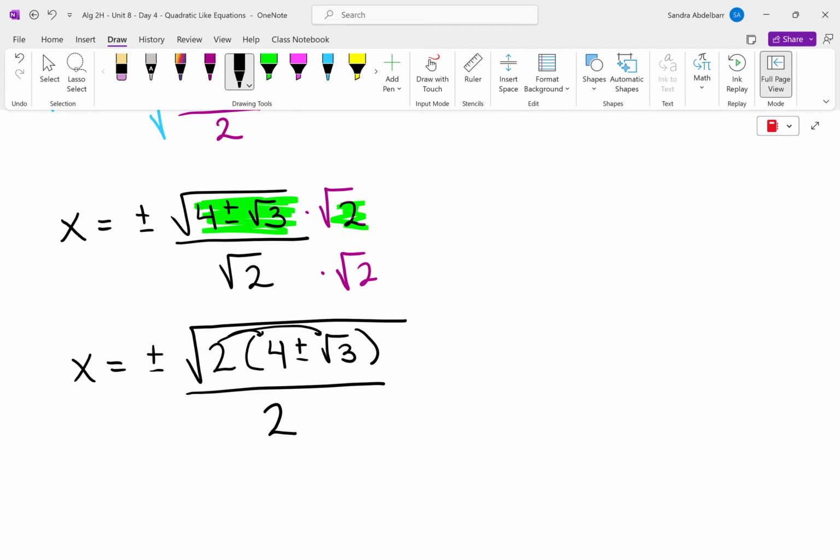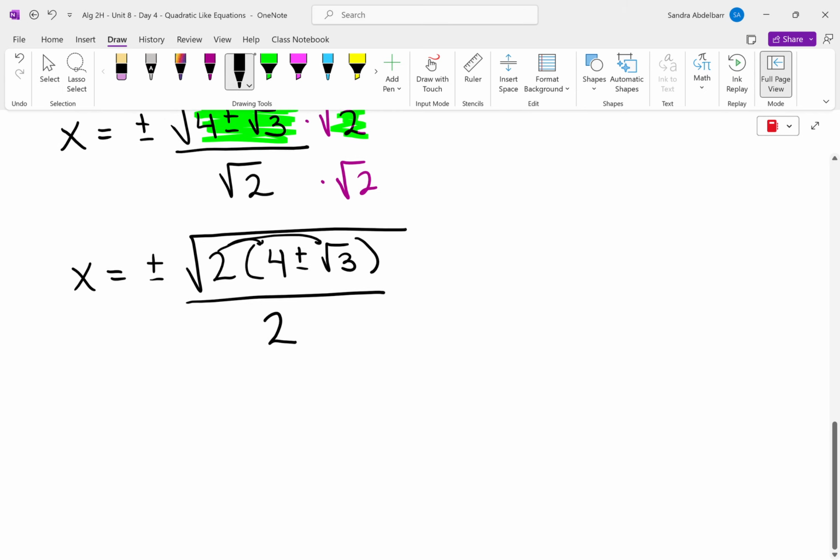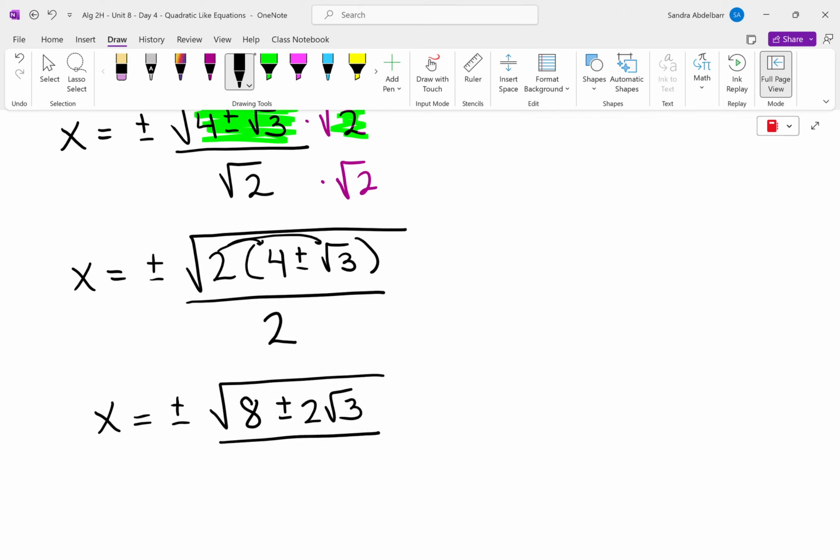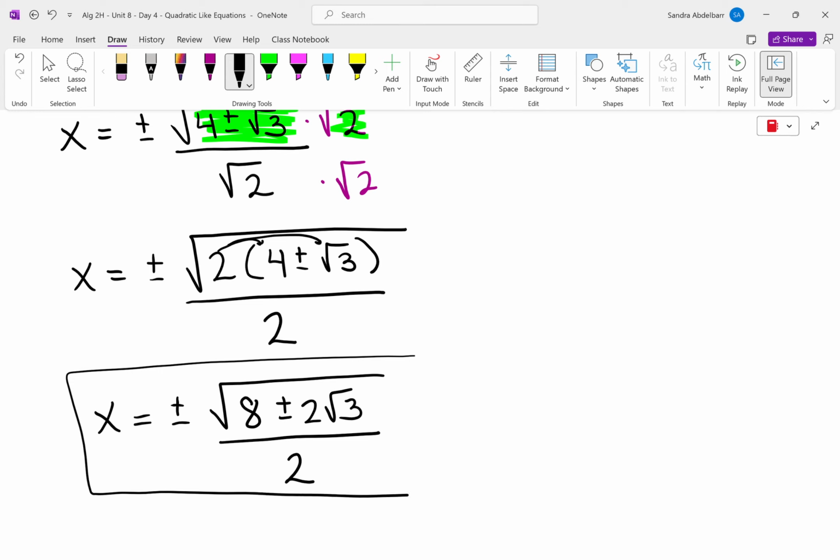I'm now going to distribute in this 2. So we get x is equal to plus or minus the root of 8 plus or minus 2 root 3, all over 2. There is nothing more I can do there, so I stop here.